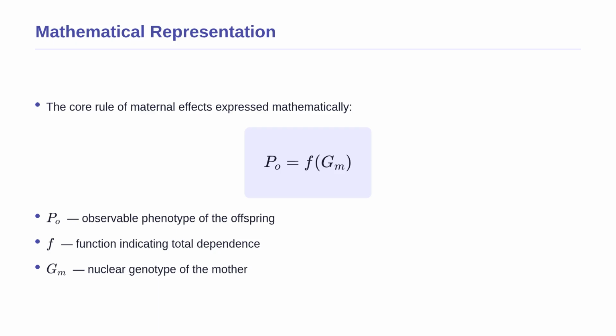Notice what is missing here. The offspring's own genotype and the father's genotype are completely absent from this equation. If the mother's genotype changes to a dominant state, the offspring's phenotype will reflect that dominant trait, regardless of the sperm's contribution.